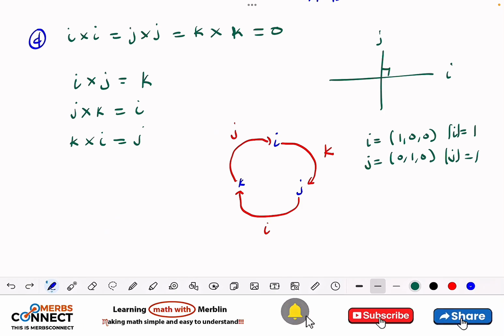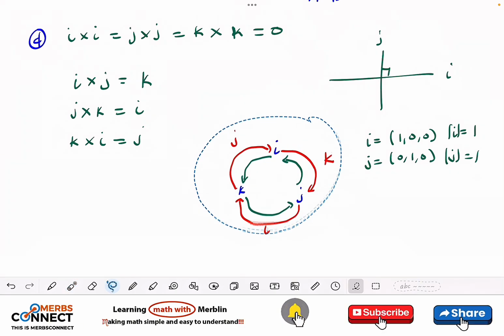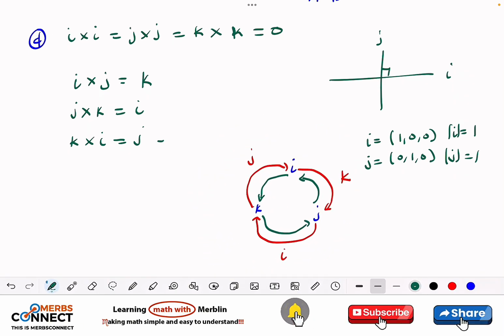So basically, we need to note something here. The order is important. Let me move in a different direction. I want to move in this direction, and this direction. So when I do that, it means that I'm actually moving from i to k, not k to i, right? Now I'm moving from i to k. When I'm moving from i to k, I get the negative of this. So I'm going to have negative j.